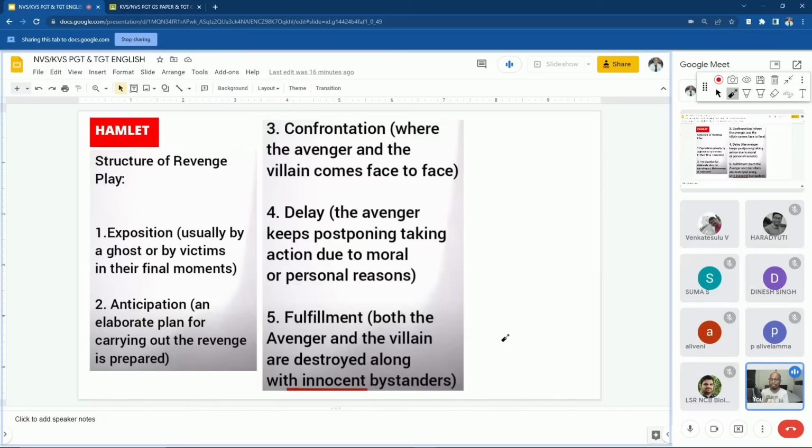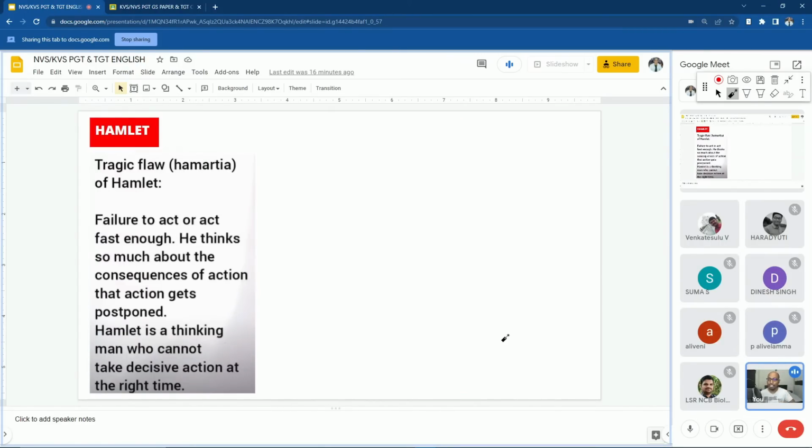So these are the 5 important features, the structure of a revenge tragedy. Exposition will be there. First, the characters will come to know about the death of a person, then they anticipate, they will prepare a plan to kill, then they will confront the villain, then they will delay in taking action for the revenge, and then finally the fulfillment, which means all the major characters will get killed by each other, and even some innocent characters in the play. So this is the structure of a revenge play.